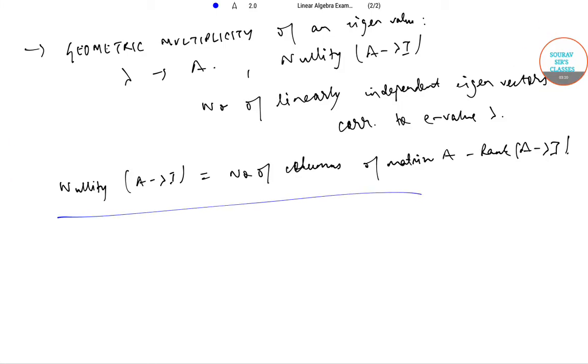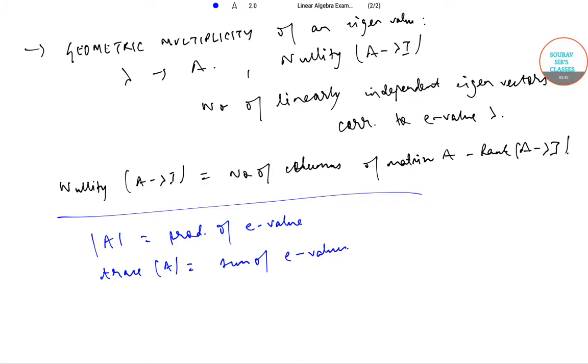The next important result is that determinant A is equal to product of the eigenvalues and that trace of A is equal to sum of eigenvalues.